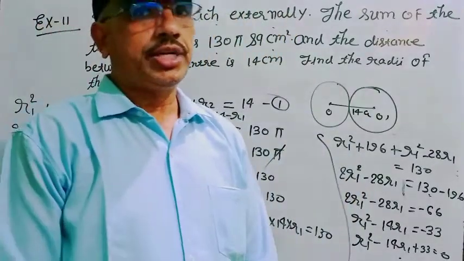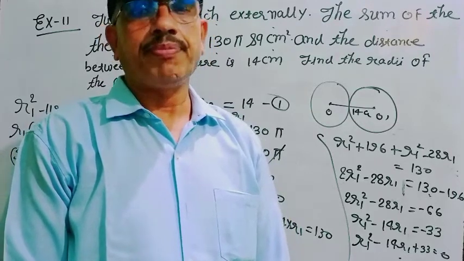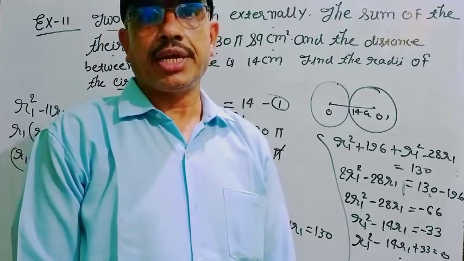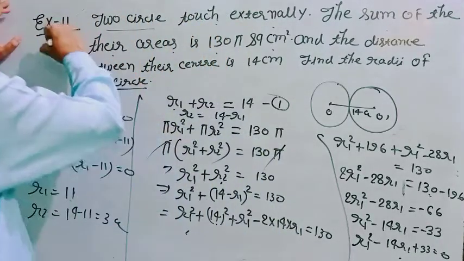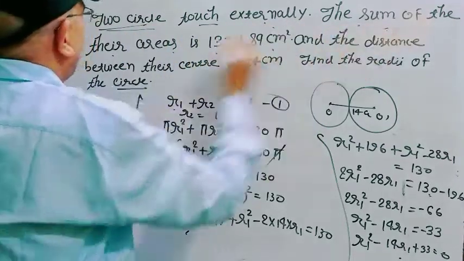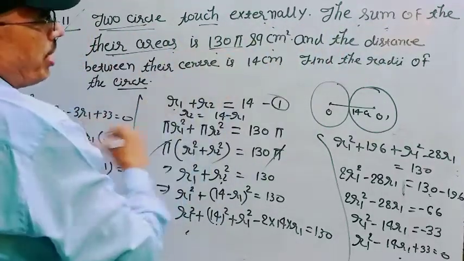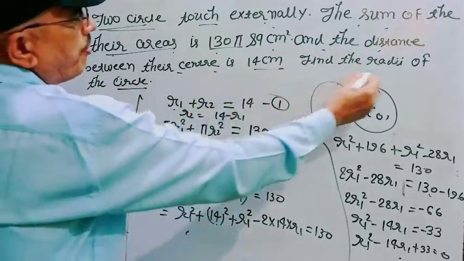Students, I solved some problems of exercise 16A, examples related to the area of a sector of a circle and the segments. I write here the first question, that is 11. There are two circles touched externally. The sum of their areas is 135 and the distance between their centers is 14 cm.